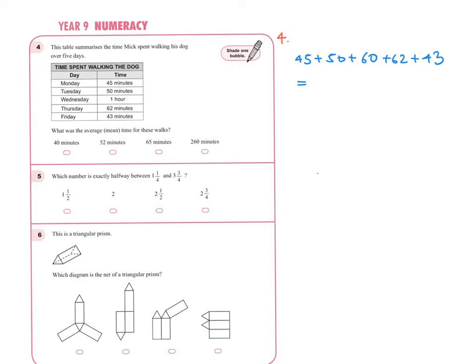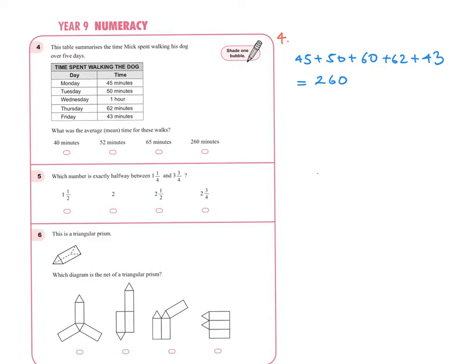It should give us 45 plus 50, and you may use a calculator because you are allowed to do so. Plus 43, and it's equal to 260. So altogether 260, but it's an average, so we divide by how many days?